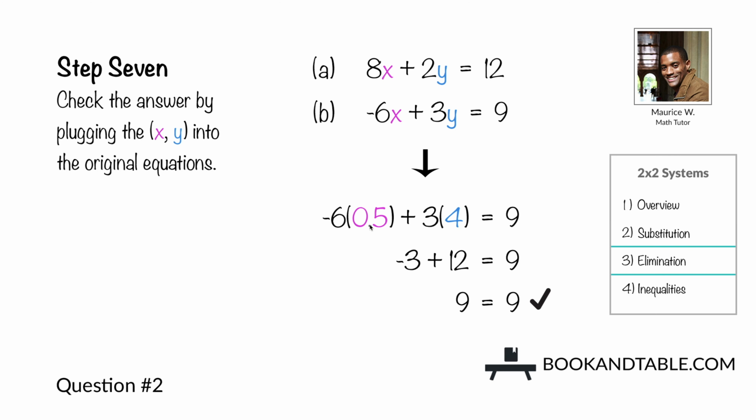And now for equation B, negative 6 times 1/2 is negative 3, plus 3 times 4, which is positive 12. Negative 3 plus 12 is 9. 9 is equal to 9 confirms that x is equal to 1/2 and y is equal to 4 is the solution to this system.